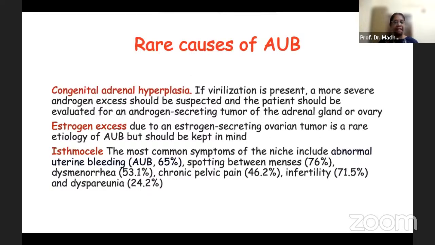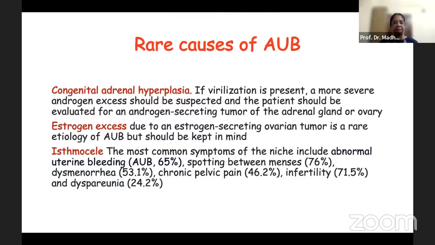Just a tail note about the rare causes of AUB, that is congenital adrenal hyperplasia. If a patient has, along with hirsutism, virilization present, you should think of androgen excess, and you should look for an androgen secreting tumor, either of the adrenal gland or ovary. Also, estrogen excess due to estrogen secreting tumors like germ cell tumors is rare, but it should be kept in mind.